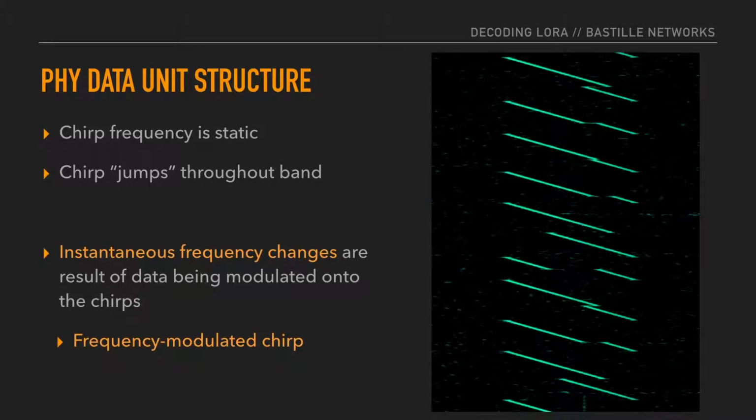And those instantaneous frequency changes represent data being modulated onto the chirps. You can kind of think of this as being like a frequency modulated chirp, where with an FM signal, you have a static carrier at a fixed frequency that you're modulating to produce the modulated signal. Here we're modulating a chirp signal to produce that. So rather than having a fixed frequency, you're modulating this continuous chirp.